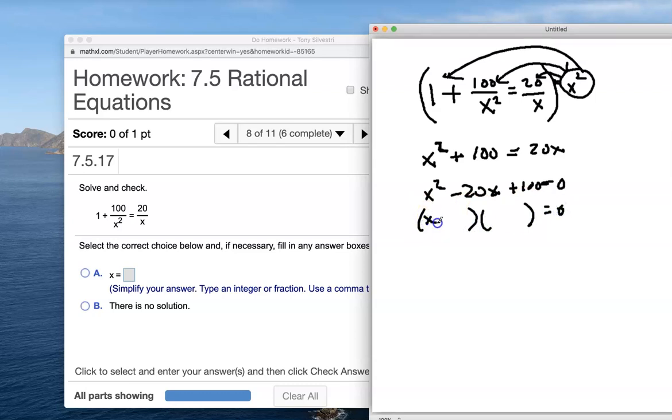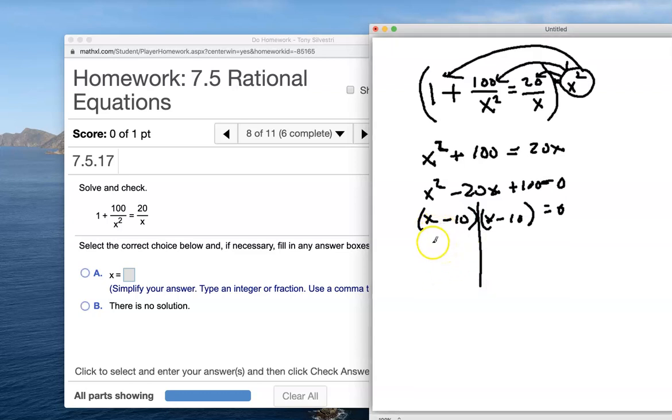So I get x and x for the x squared. I need a double negative. And it looks like it's 10 and 10. Okay, you set your factors equal to 0. You're only going to get one number. X equals 10. That's it. Just once. X equals 10. That's all I can tell you.